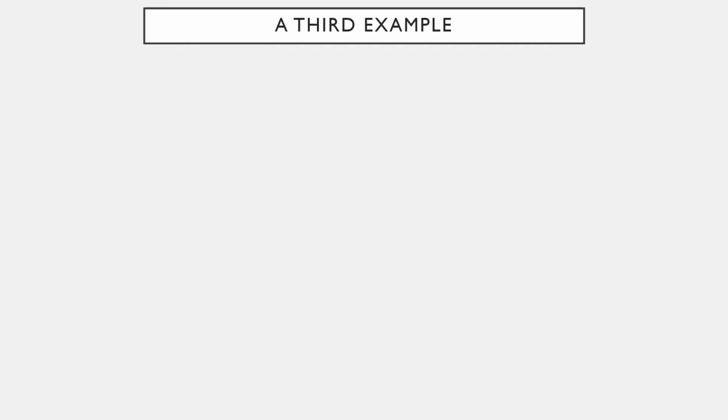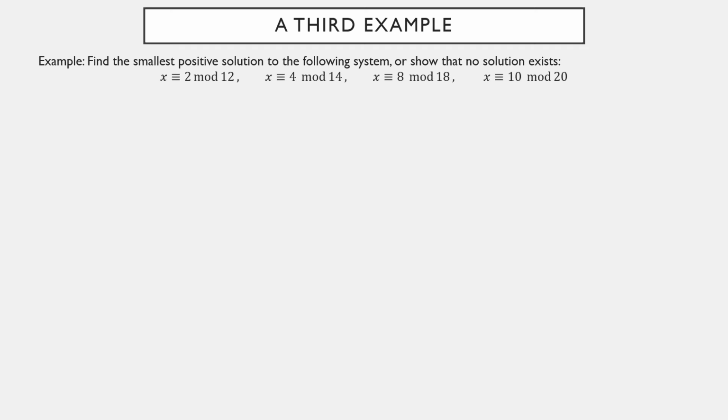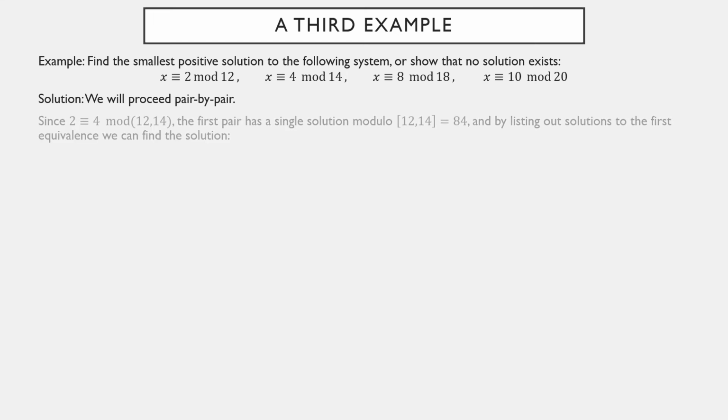A third and final example for this quick little video. Find the smallest positive solution or show that none exists. We've got 4 equivalences here: 2 mod 12, 4 mod 14, 8 mod 18, and 10 mod 20. Let's go pair by pair. Let's just look at the first pair.